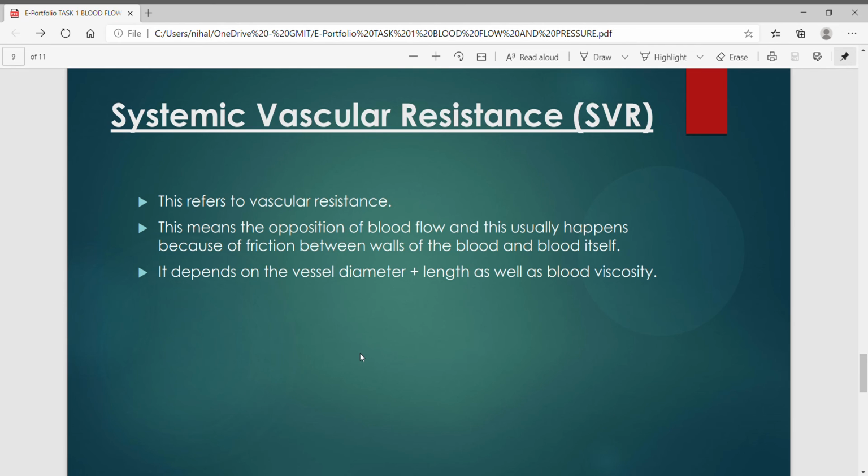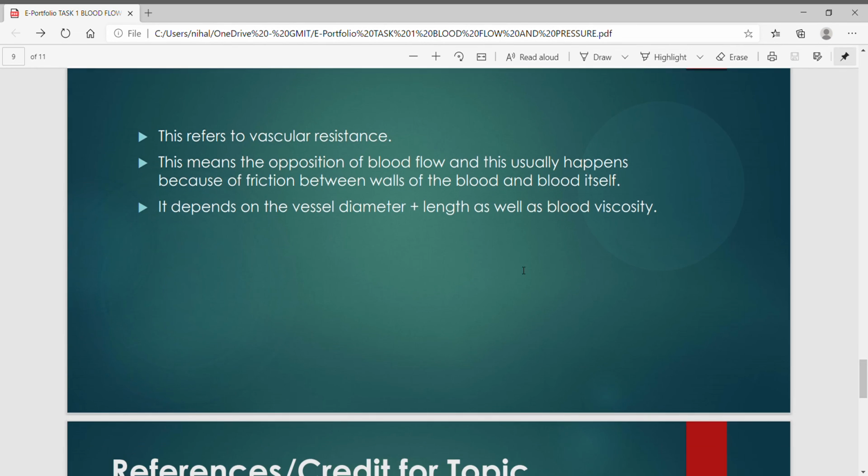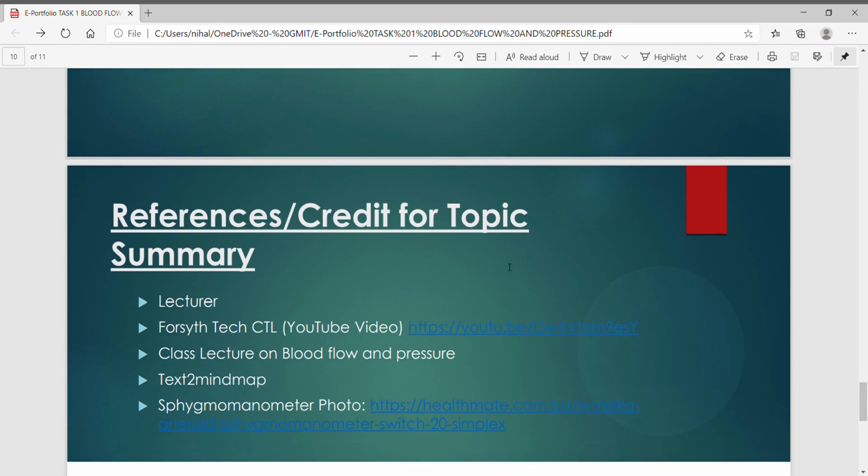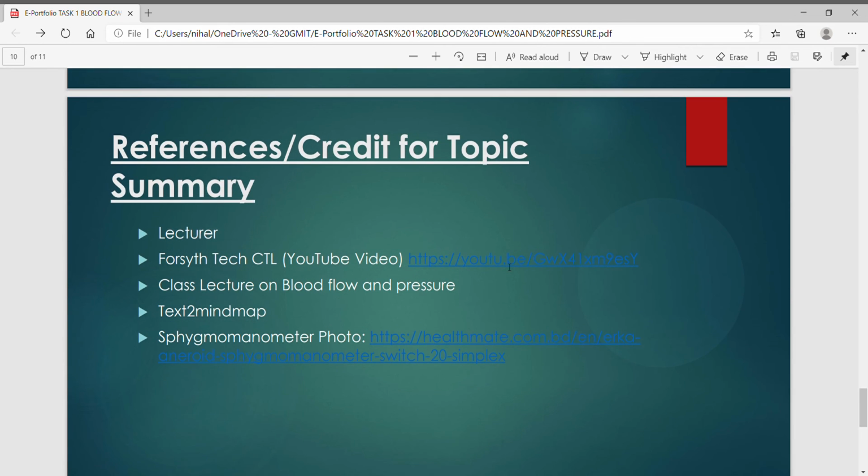Systemic vascular resistance. This refers to vascular resistance. Basically what this means is the opposition of blood flow, and this usually happens because of friction between the walls of the blood vessels and the blood itself, and it depends on the vessel diameter and length as well as blood viscosity. So that is my topic summary.